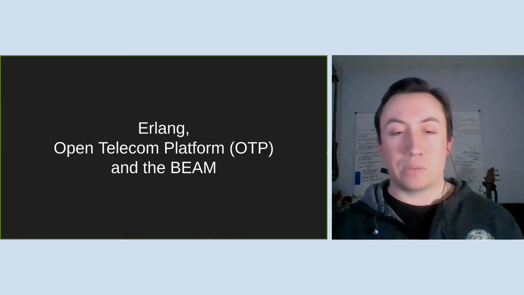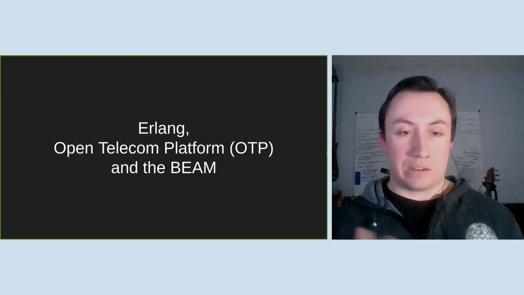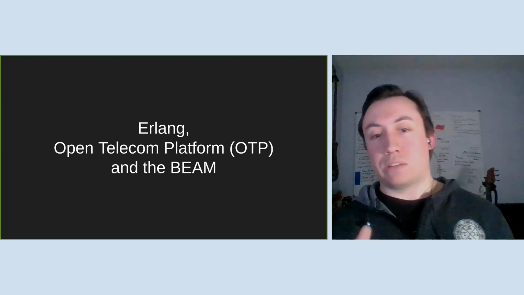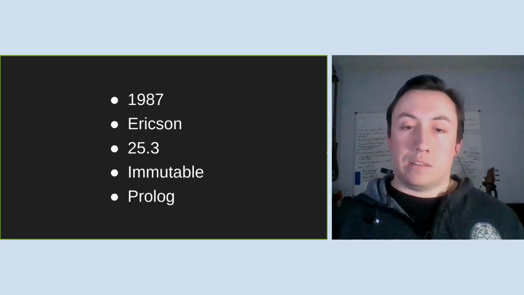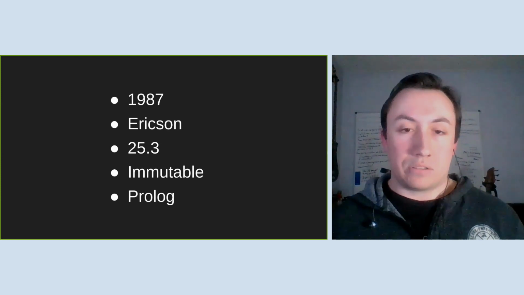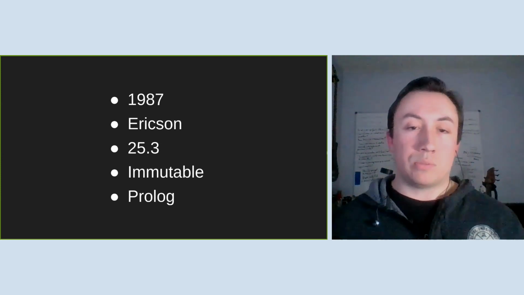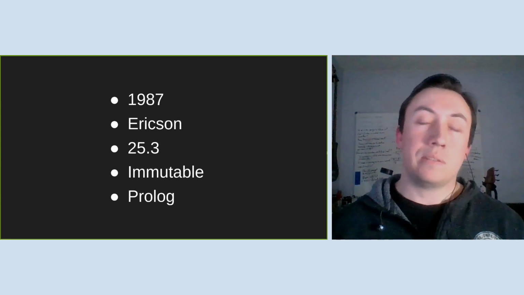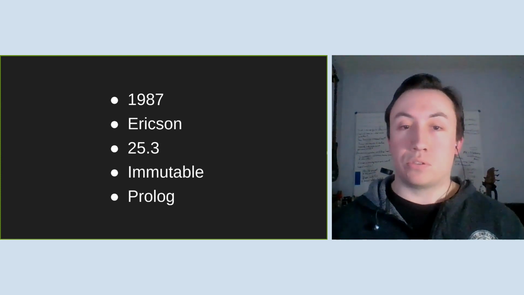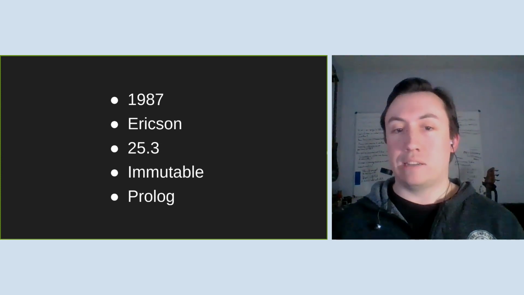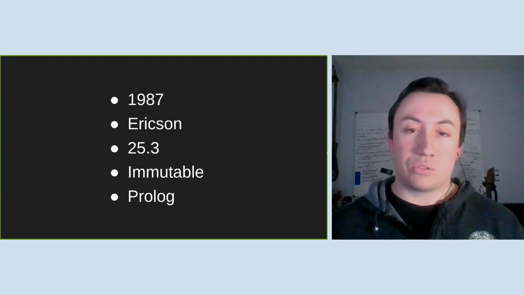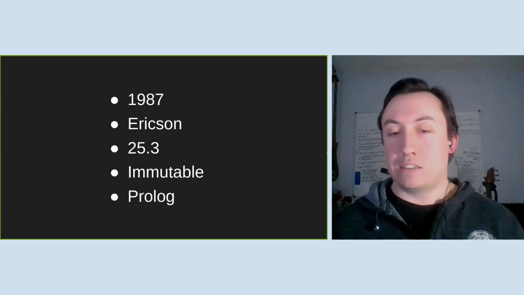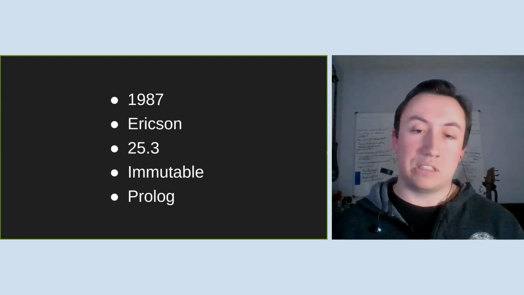So I spoke about Erlang, but today we can't speak about Erlang without talking about Open Telecom Platform and the Beam. And I'm not an Erlang developer, so I will just say a few words about Erlang. It was developed in 1987 by Ericsson. Actually, it wasn't open source until 1998, if I recall correctly. Today's version is 25.3, which is quite high for a language. Unlike Elixir, it's immutable. Otherwise, it's really similar to Elixir. And the base for the syntax is Prolog.